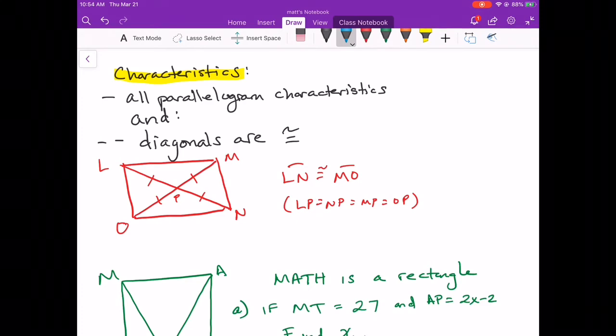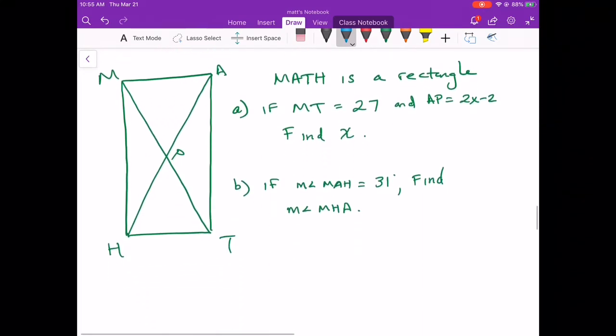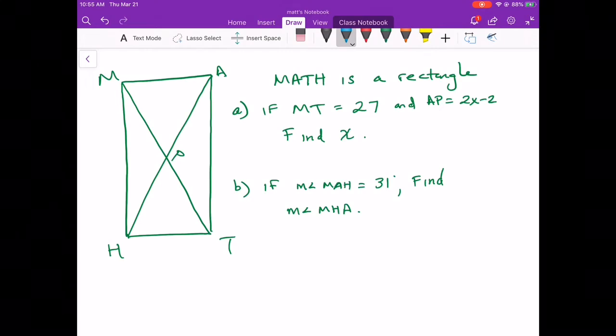The diagonals are congruent. So not only do they bisect each other, but they're the exact same length. So LN and MO, exact same thing. So in addition to all the parallelogram properties, opposite sides congruent, opposite angles congruent, diagonals bisect each other, consecutive angles are supplementary, then you can add on 4 right angles and the diagonals are congruent. Here's an example with a rectangle, and we will see how we can put this in motion.